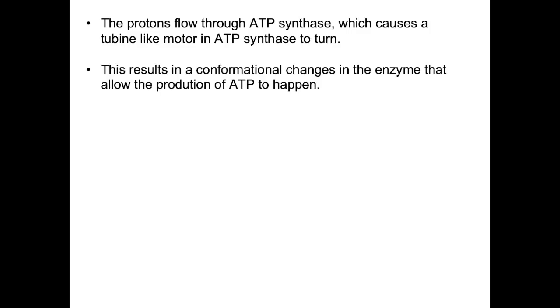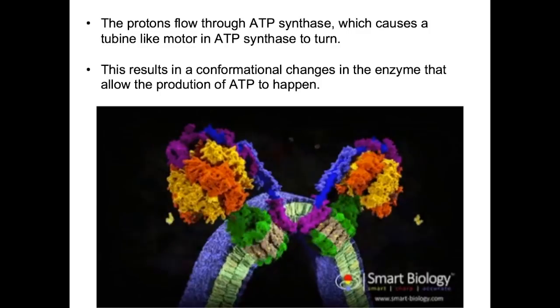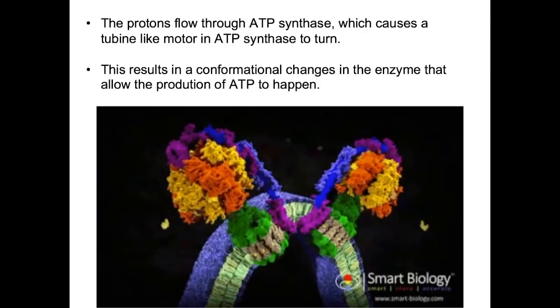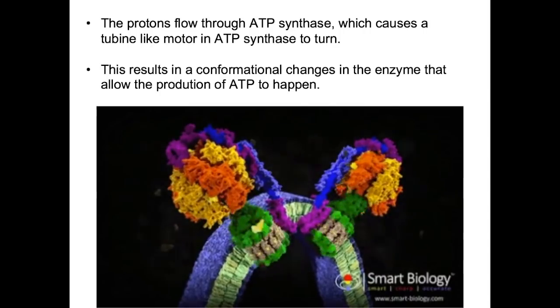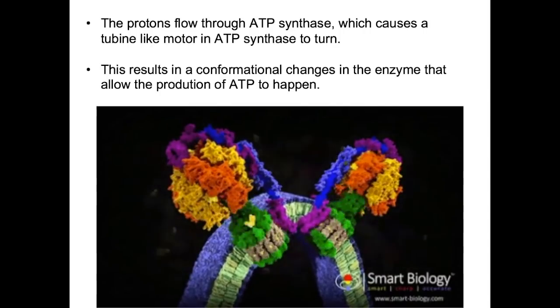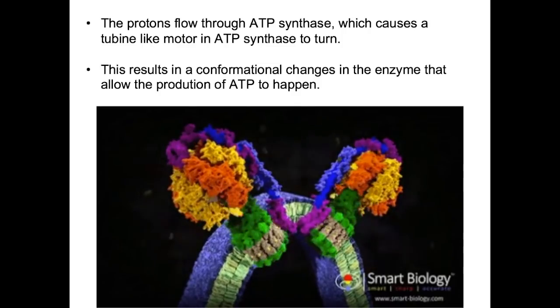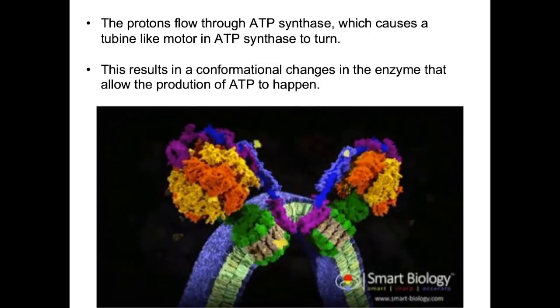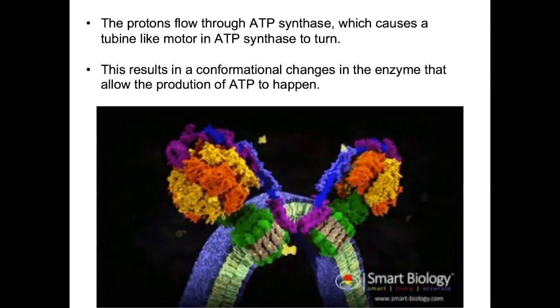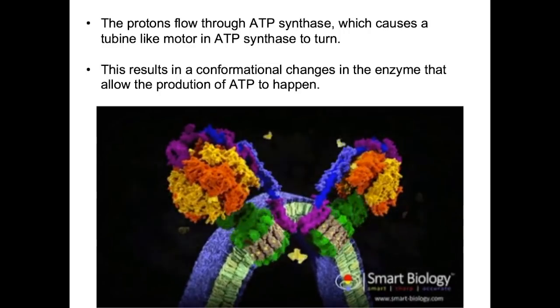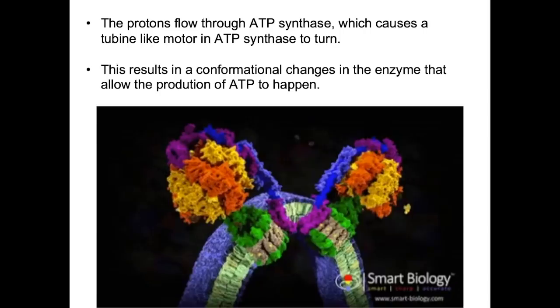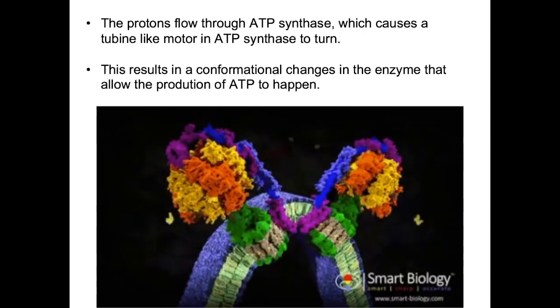Well, one of the ways that protons can travel across the inner mitochondrial membrane is to flow through ATP synthase. This causes the turbine-like motor in ATP synthase to turn. And this results in conformational changes in ATP synthase that allows the production of ATP to happen. Let's take a look at this remarkable enzyme, ATP synthase.